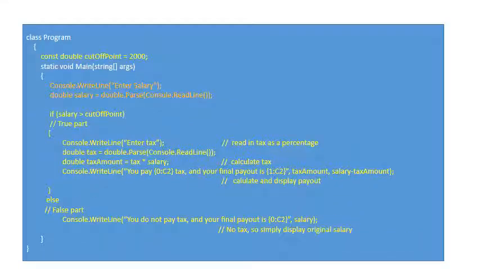So that is the final code for this question. Just to highlight a few things, notice where the constant is declared, it's above the heading of the main method. Then after that you read in the salary, and then you have your if statement.